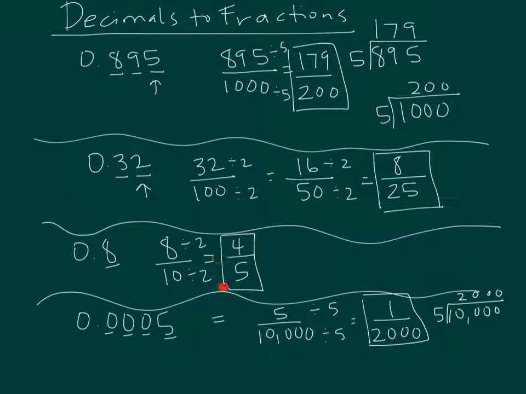0.8 is equal to 4/5. 0.32 is equal to 8/25ths. And 0.895 is equal to 179 over 200, because 0.895 means 895 over 1,000 reduces by 5, and this is our final answer, 179 over 200.